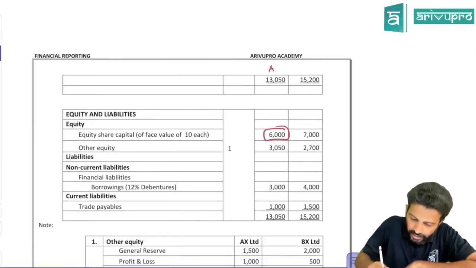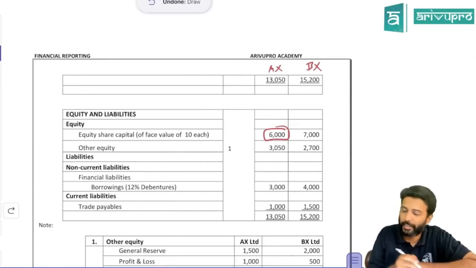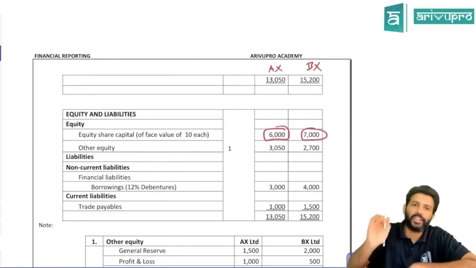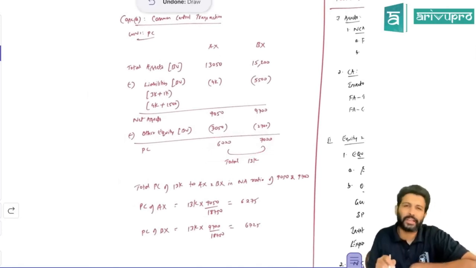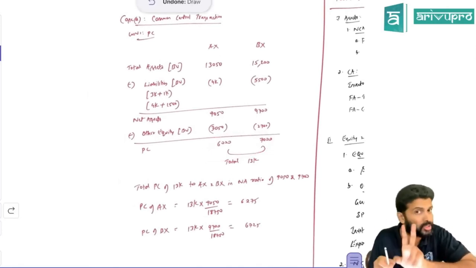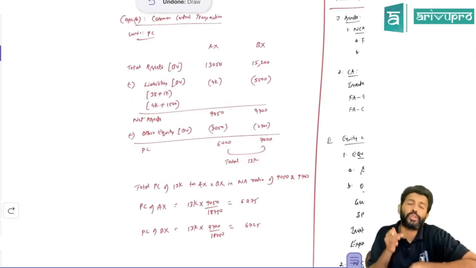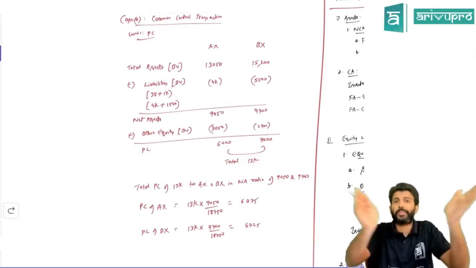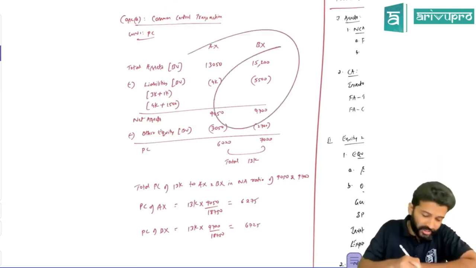First is AX's data, then BX's data. AX's paid up equity share capital is 6,000, BX's is 7,000. This only is your PC, that's what we have given here. I've shown you the calculation. But what is the total PC, because there are 2 selling companies? The total PC is 13,000. This total PC should be distributed to both the companies in their net asset ratio. That's the reason I also found out net assets here.